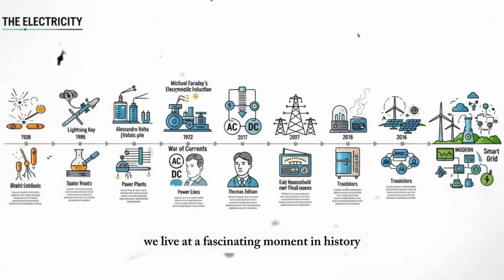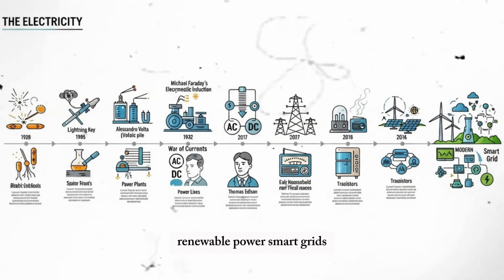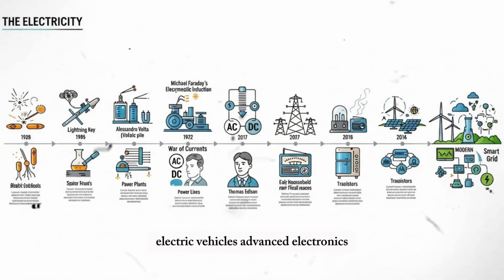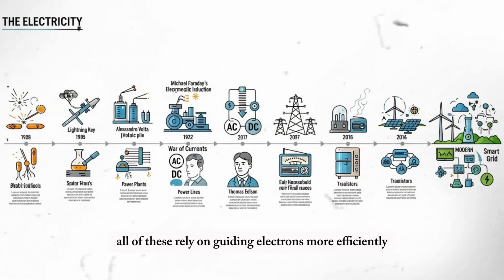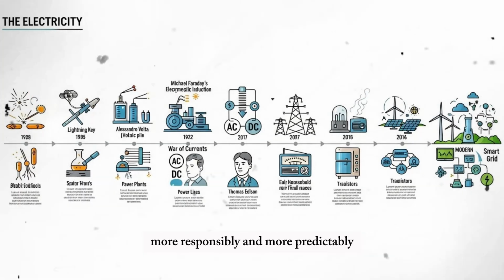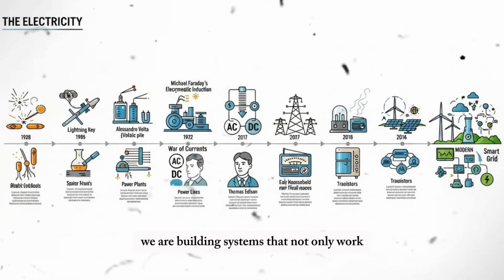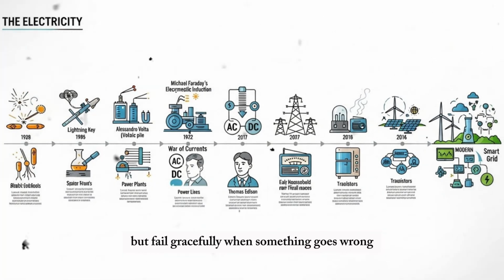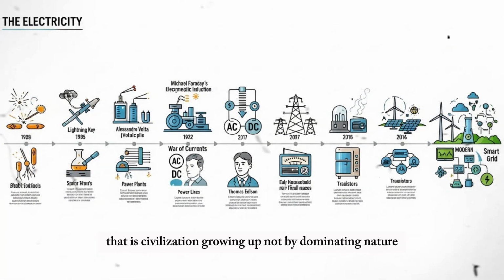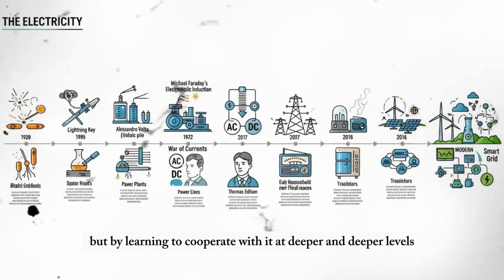We live at a fascinating moment in history. Renewable power, smart grids, electric vehicles, advanced electronics, all of these rely on guiding electrons more efficiently, more responsibly, and more predictably. We are building systems that not only work but fail gracefully when something goes wrong. That is civilization growing up. Not by dominating nature, but by learning to cooperate with it at deeper and deeper levels.